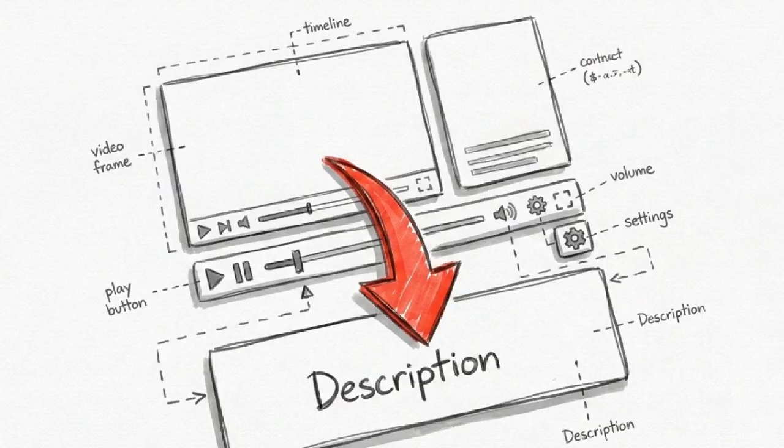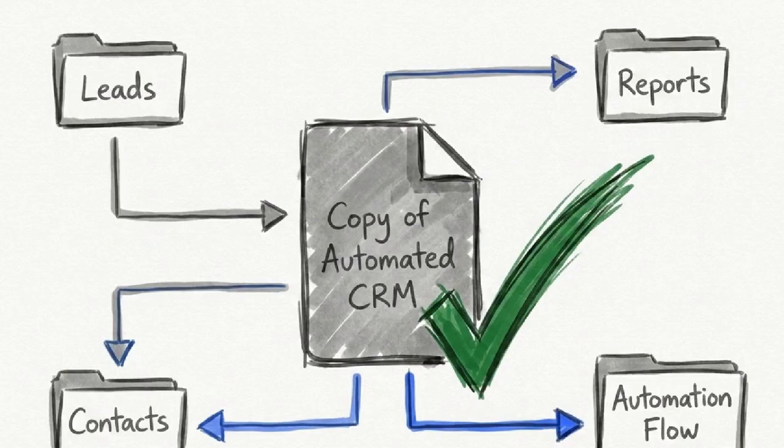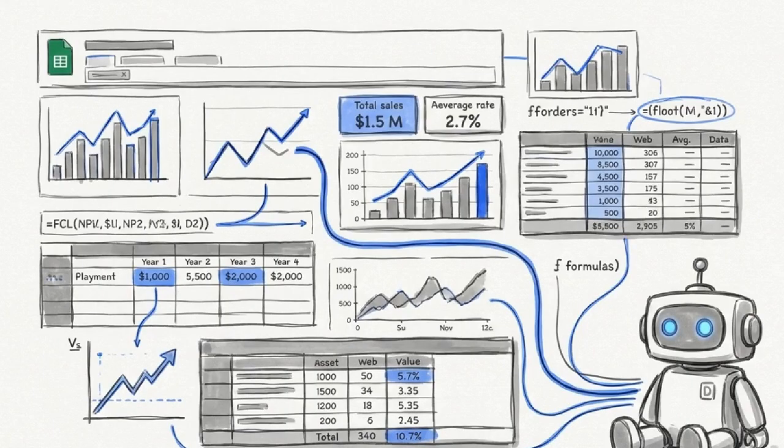To fix that, check the description below this video. Click the link to our pre-built template sheet and make a copy to your own Google Drive. Investing just 5 minutes to set this up right now removes the burden of remembering from your shoulders, giving you a foolproof automated alert system.